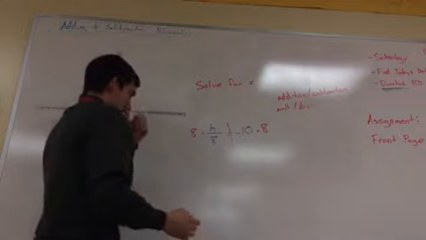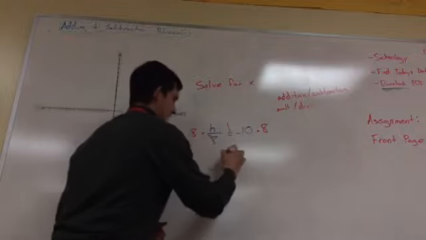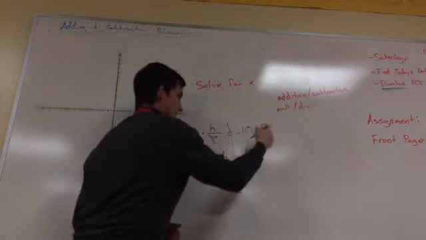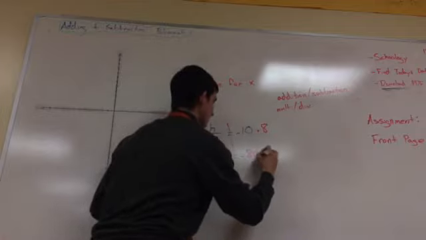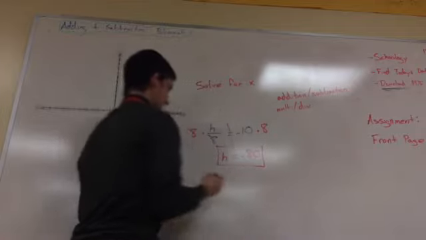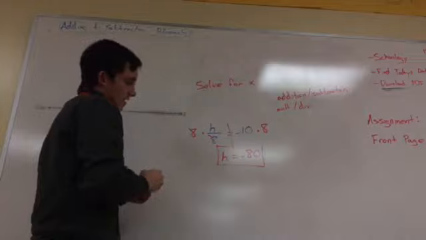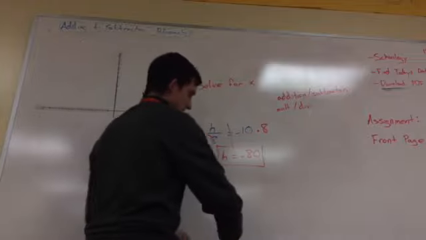Okay? So 8 cancels with 8. I have h equals negative 10 times 8, which is negative 80. H is negative 80. So I should be able to check this by just plugging it back in and seeing if it works out.